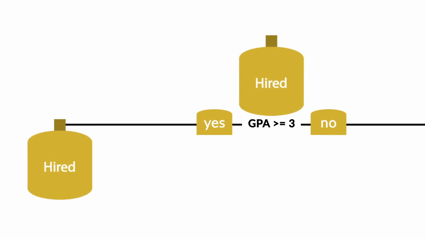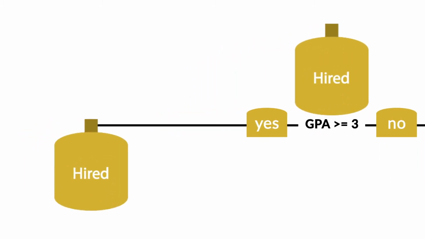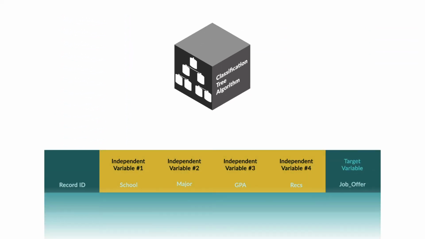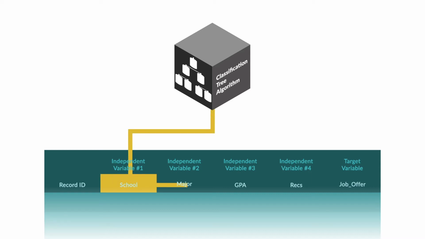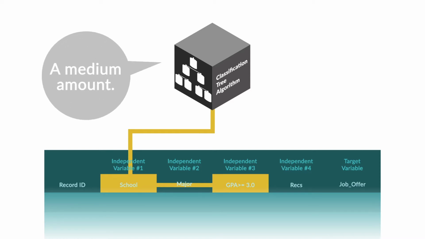So we focus first on the left-hand branch. Now, we are only going to consider the students who fit this criteria, those with a GPA at 3.0 or higher. The algorithm lines up our independent variables, and one by one asks the computer, if we only use this variable, how well would it predict whether or not a student was hired? We ask, if we only use the name of the school for everybody with a GPA of 3.0 or better, how well would that predict hiring of the student? It says a medium amount.